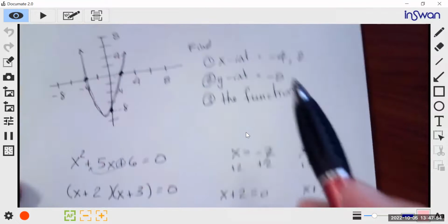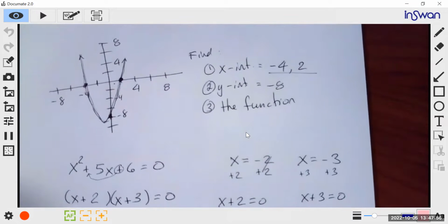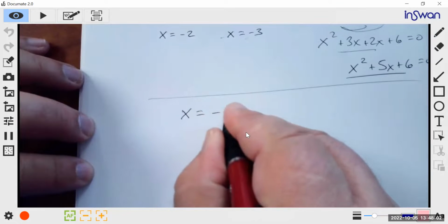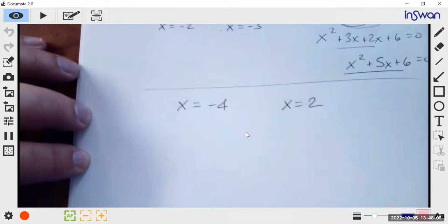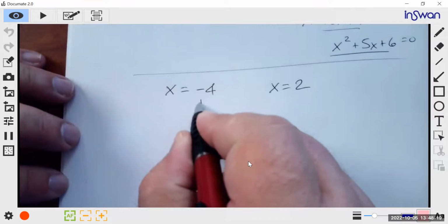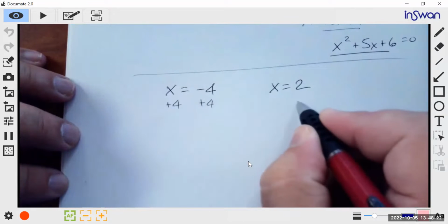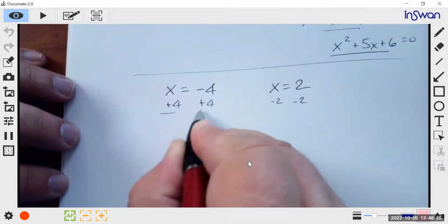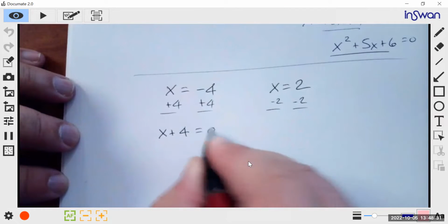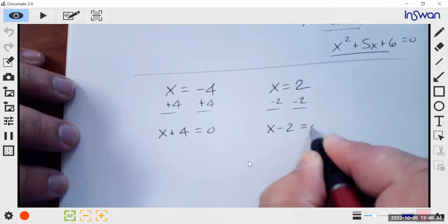So what x-intercepts do we have in here? -4 and 2. X equals -4 and x equals 2. And the next step is what? Has to be equal to 0. So I add 4 here and subtract 2 here. So x plus 4 equals 0. X minus 2 equals 0.